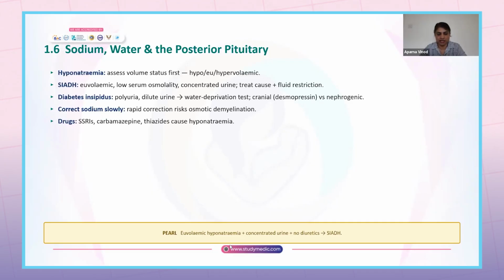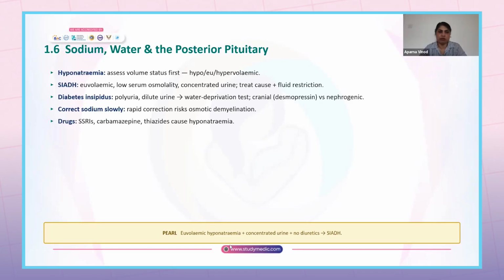What causes SIADH? It could be trauma, it could be cancer, could be a number of causes, even illness. So you need to treat the cause, and often it is fluid restriction which will correct it. You can restrict the patient's fluid intake to 1.5 liters or 1 liter or less than 0.5 liters according to the solutes or urine electrolytes. Urine sodium will actually be greater than 20 to 30 to say that it is SIADH.